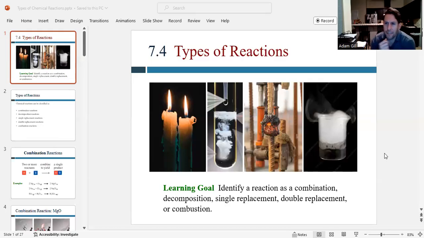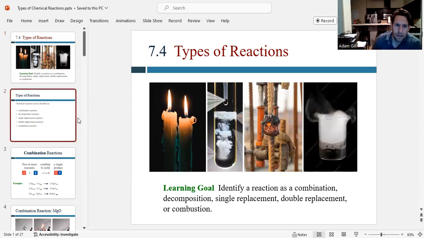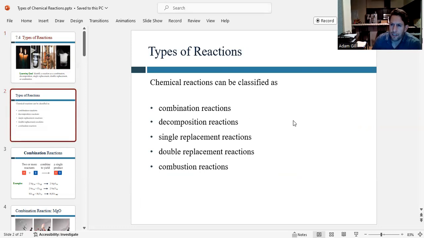Hey guys, in this lecture we're going to be looking at different types of chemical reactions. The goal here is to be able to identify the type of reaction if you're shown the balanced chemical equation. Now, we classify chemical reactions in a variety of ways. In this class, we're only going to be looking at 5 or 6 different types of chemical reactions. The first 5 we'll look at are combination reactions, decomposition reactions, single replacement, double replacement, and combustion reactions.